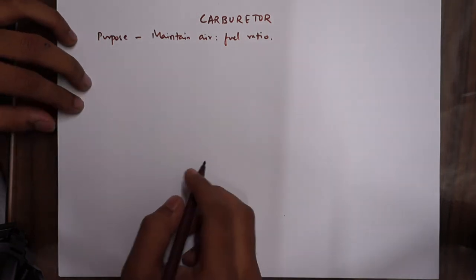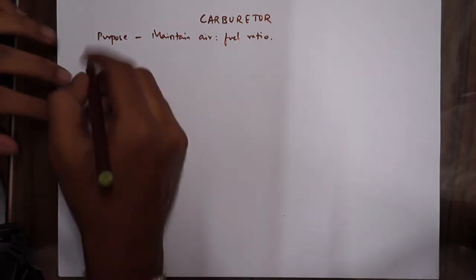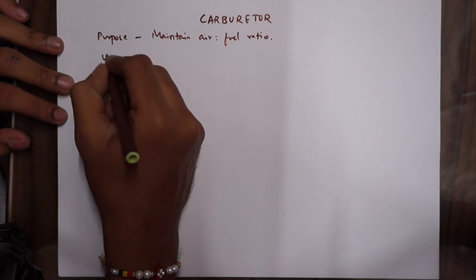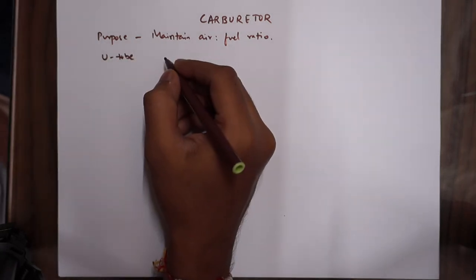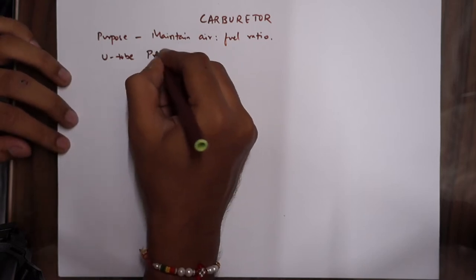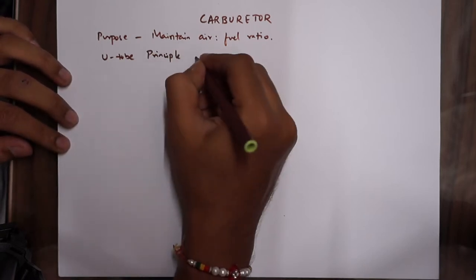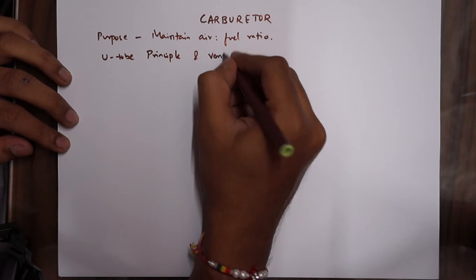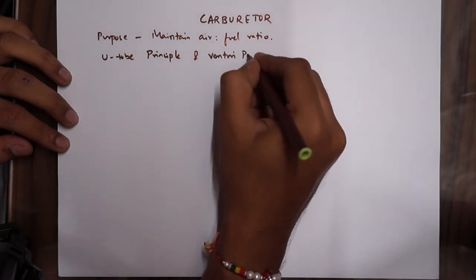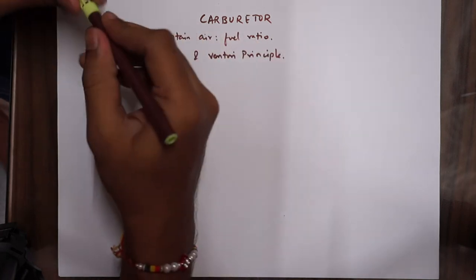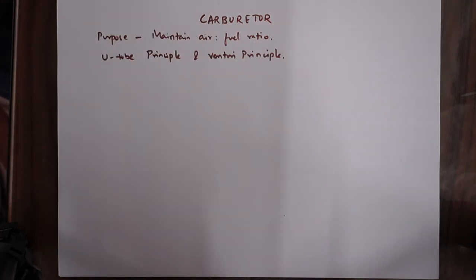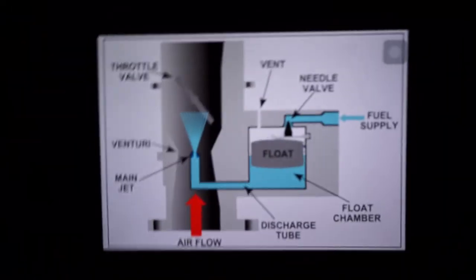Now, the carburetor works on two principles. The first is the U-tube principle. Yes, apparently we're on YouTube as well. Anyway, the second one is the Venturi principle. Before we continue, I will show you a diagram so that you can understand.